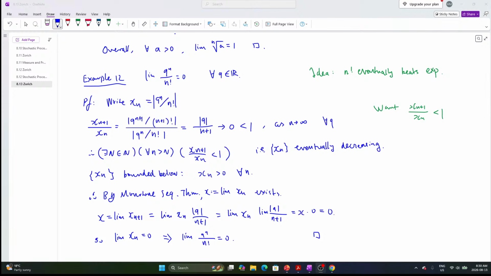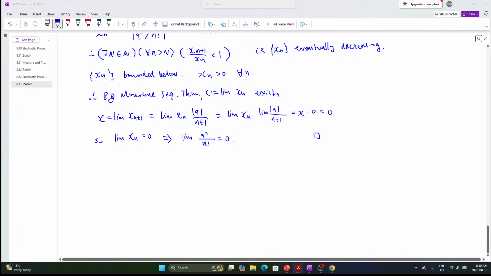Anyway, so now let's take a look at a very special number. Very special number, the number e. The number e. Okay. So how is the number e defined?